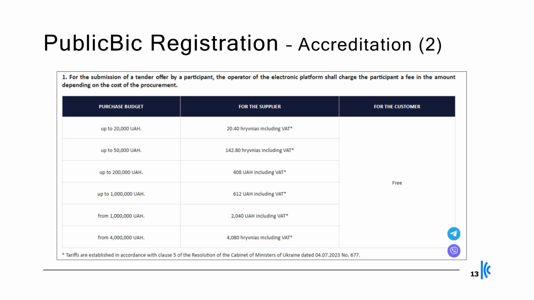As you can see from this table, for projects worth more than 4 million hryvnias, which is the equivalent of about 100,000 US dollars, there is a fee of 4,080 hryvnias, that's about 100 US dollars. Therefore, in practice, all Rebuild Ukraine projects will be subject to this fee of about 100 US dollars. Before you can make a bid, you have to have paid this fee.